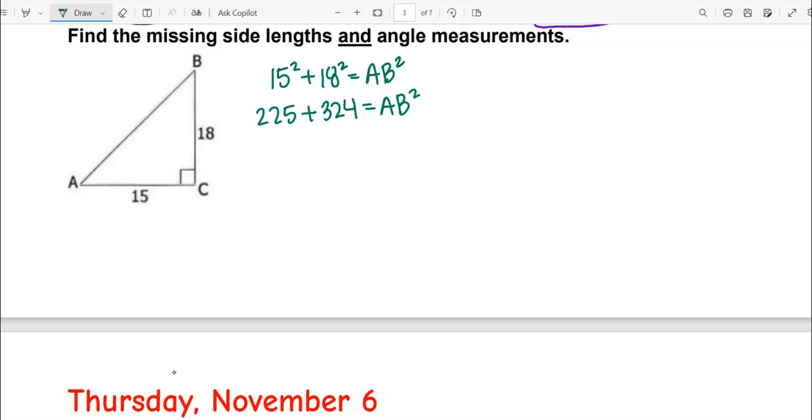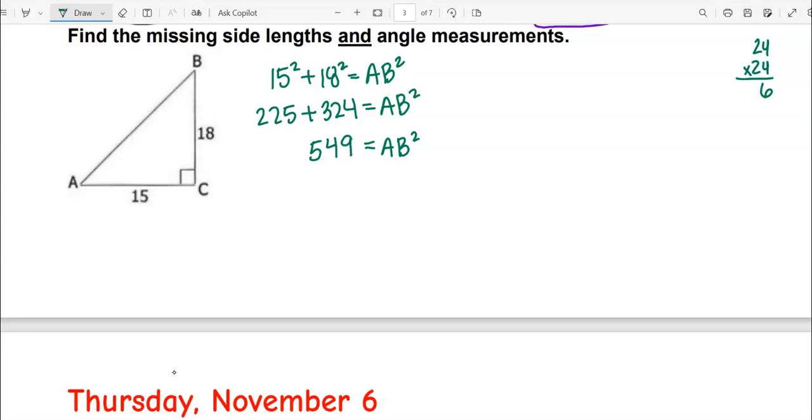Okay. From here, actually, is it 25? I think it's 25. Yeah. Anyways, 225 plus 324. Okay. 5 plus 4 is a 9. 2 plus 2 is a 4. 2 plus 3 is a 5. So 549 equals AB squared. 549. Do you know 25 squared? No? 625. Maybe it's 24. Is it 24? 24 squared? 4 times 4 is 16.